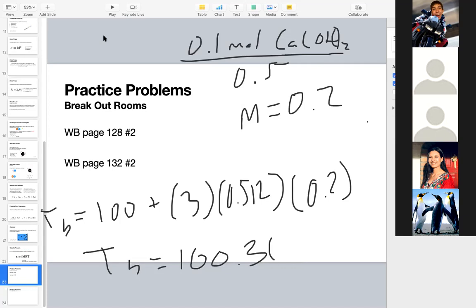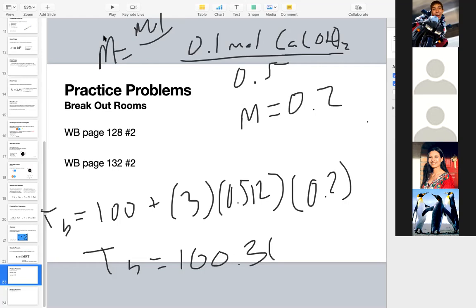Any questions on that part of it before we move on to the freezing point? Where did we get the 0.5 when we divide it? Yeah, so if we read the question again, it tells us that we have 500 grams of water. And we know molality equals moles per kilogram of solvent. And that's where we get the 0.5 from. So let's go ahead and move on to the freezing point then.